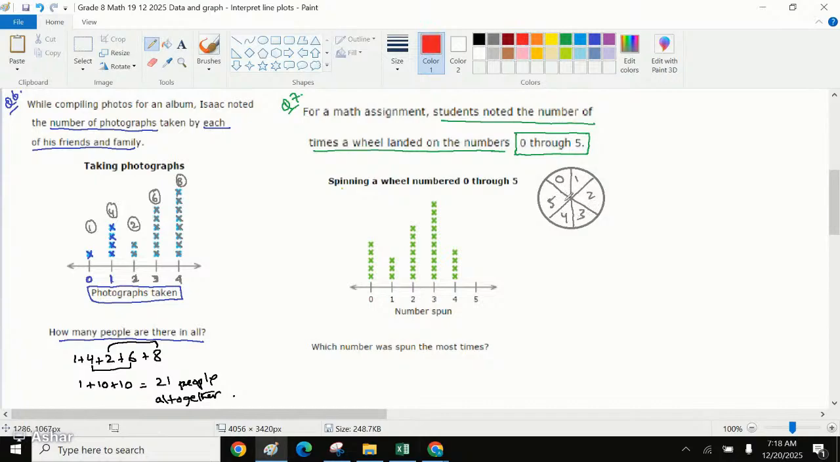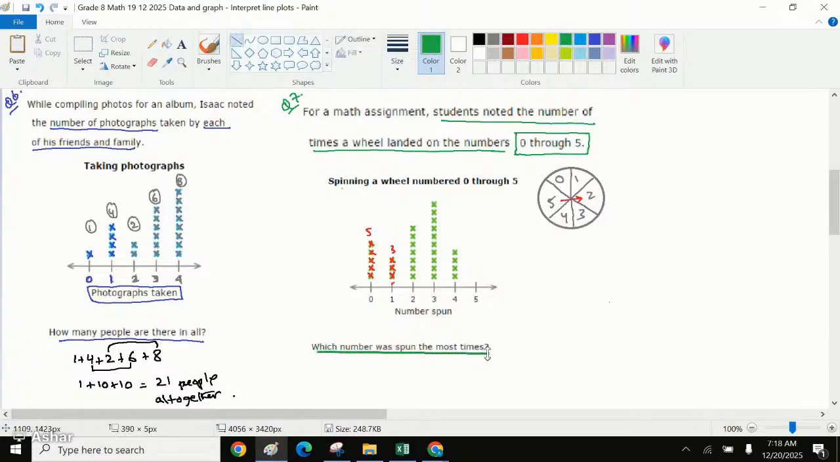And if this is a spinner, once they spin the spinner, how many times did 0 come? 1 time, 2 times, 3 times, 4 times, and 5 times 0 came out. How many times did 1 come? 1, 2, and 3, right? So let's see what they are asking us in the question.